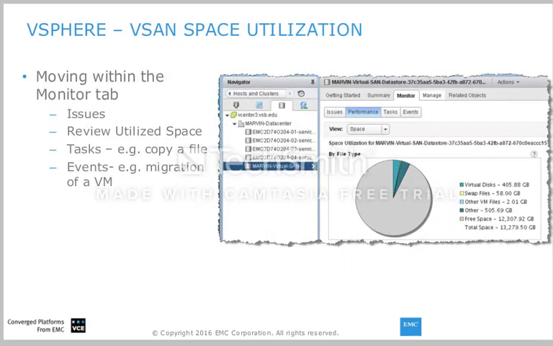On the vSphere web client, staying with the vSAN selection and Monitor tab, you can see 4 options: Issues, Performance, Tasks, and Events. Each gives you more detail if ever needed. In the Performance Space option, you can see how much space is in use for multiple entities such as swap files, virtual disk, free space, etc.